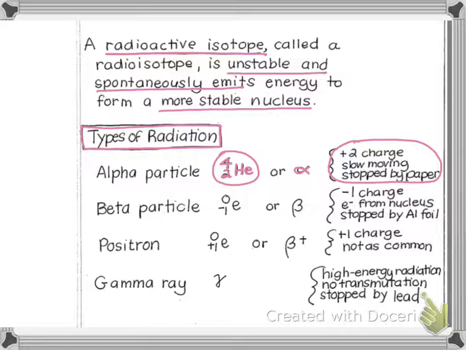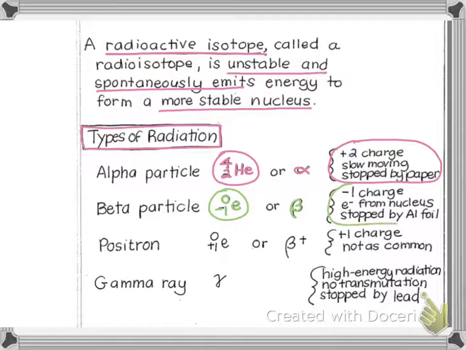A beta particle is a much smaller particle. It has a symbol of a 0, -1, and an E. You could also use the symbol of the lowercase letter beta in the Greek alphabet, but the symbol with the E is more useful when writing nuclear reactions.